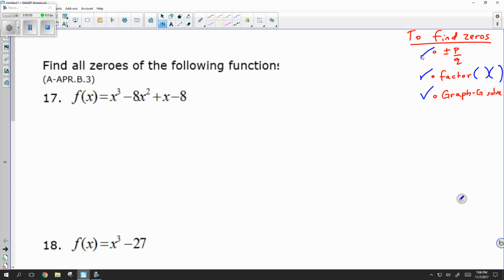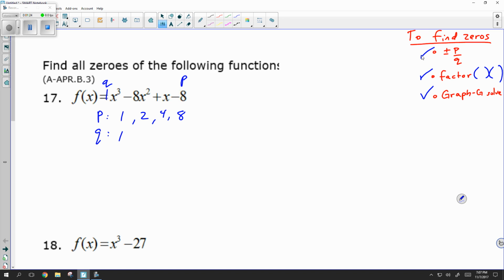So in this chapter, since it's polynomials, I'm going to do the PQ stuff. So this is P, this is Q, Q is 1. So for the P factors, the factors are 1 and 8, 2 and 4. That's the entire list. And then Q is just 1.